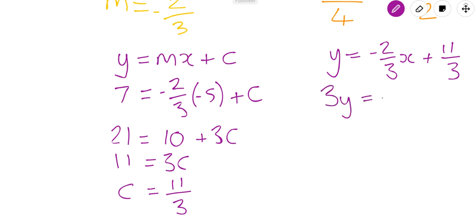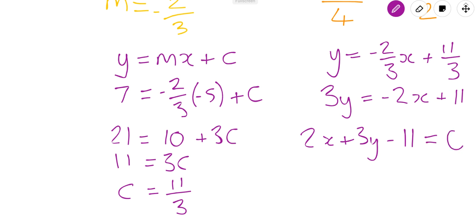We'll multiply everything by 3. And then we can get everything onto the other side. So plus the 2x over, plus 3y, and minus the 11 equals 0. And that is the equation of the tangent. Brilliant, well done if you got that. If not, maybe have another go.